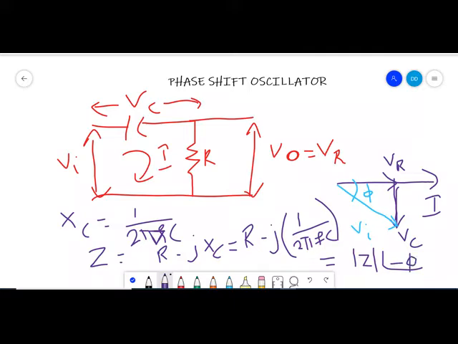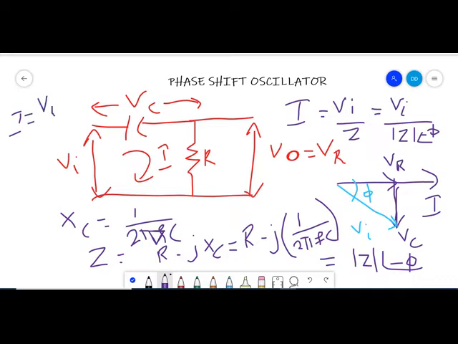So for the RMS value of the input voltage VI, we can express the current I in terms of input. I is equal to VI by Z. This Z has a magnitude Z and phase angle minus phi. So if we write that, I is equal to VI by magnitude of Z, and we take the angle up, it becomes plus phi. So we can say that the current I leads the input voltage by an angle phi.